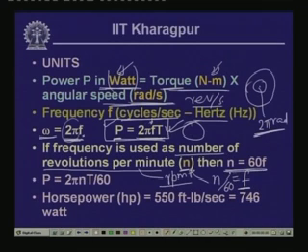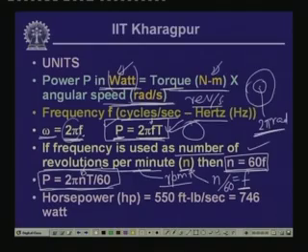So, N is equal to 60 times F, and if we substitute for F as N by 60, we can get the relationship between the power and the revolutions per minute, which is P is equal to 2 pi N T by 60. So, if the rotation of the shaft is defined in terms of the revolution per minute, N, then power is equal to 2 pi N T by 60, or if it is defined in terms of the frequency F, which is revolution per second, then it is 2 pi F T.